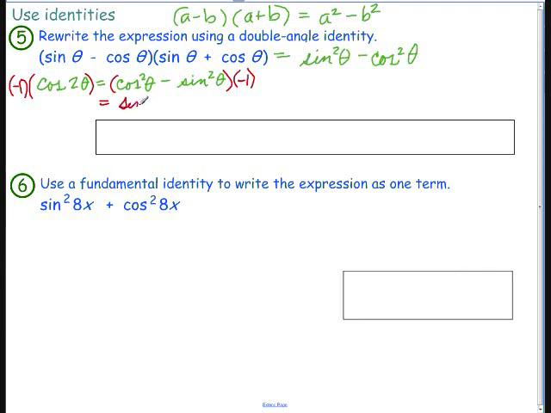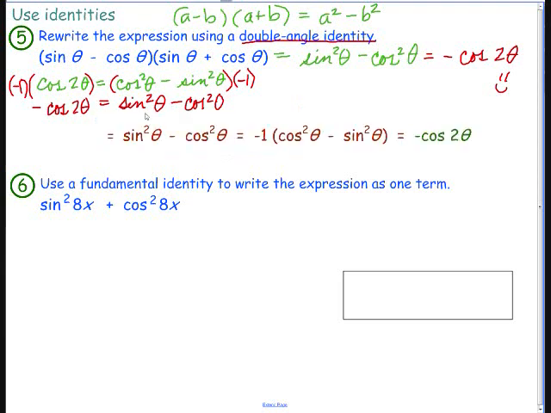I'm going to write it with my positive first. And what have I got here? Negative cosine double theta. Double angle identity. So all of this is equal to negative cosine 2 theta. Looking good?